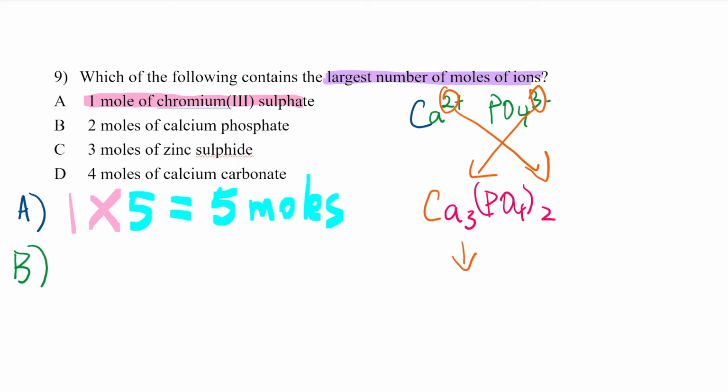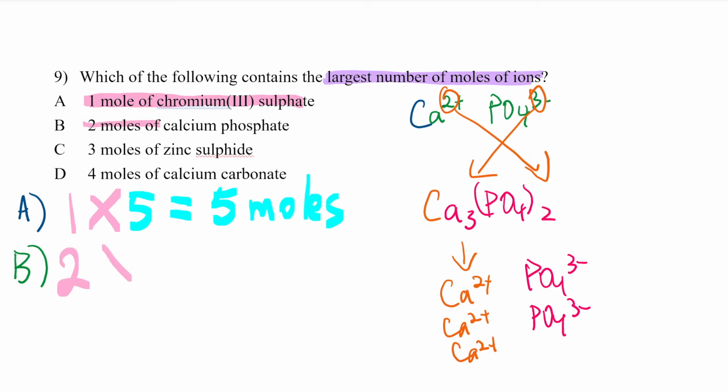So what does it mean? It means that I have 3 calcium ions. Okay. And what does this other one mean? It means I have 2 phosphate ions. So this time it is 2 moles. So 2 moles of calcium phosphate.